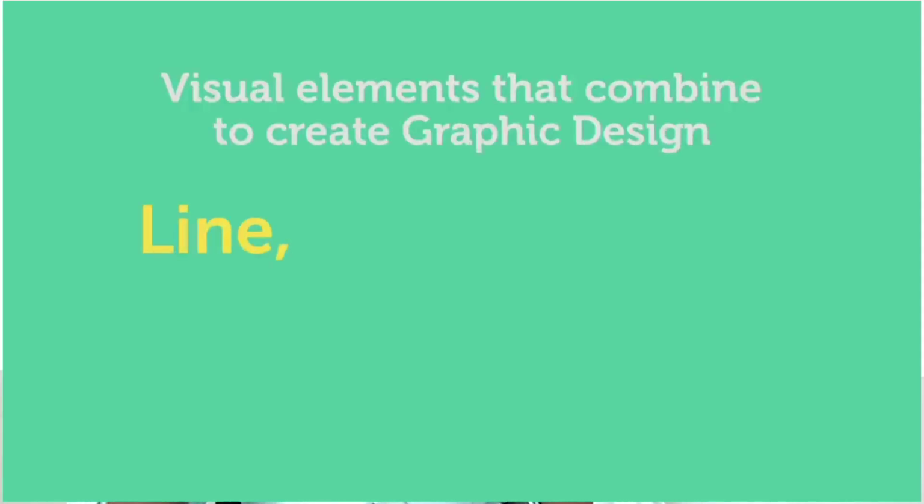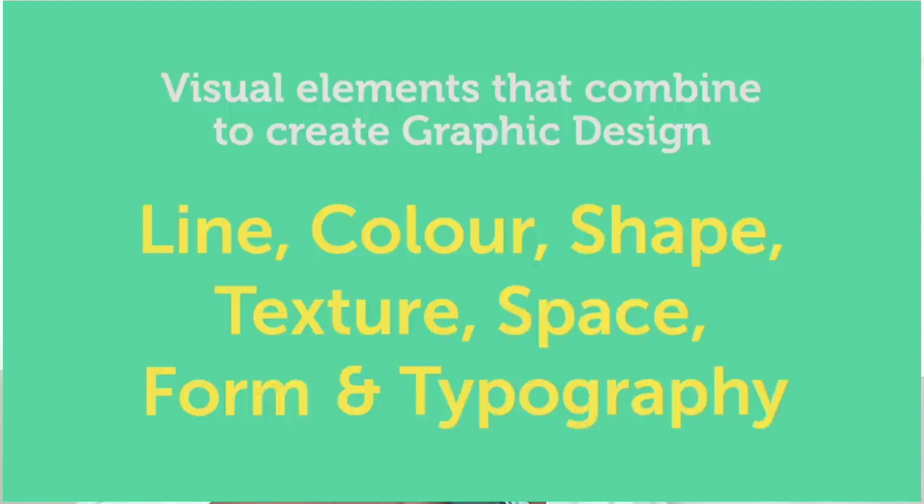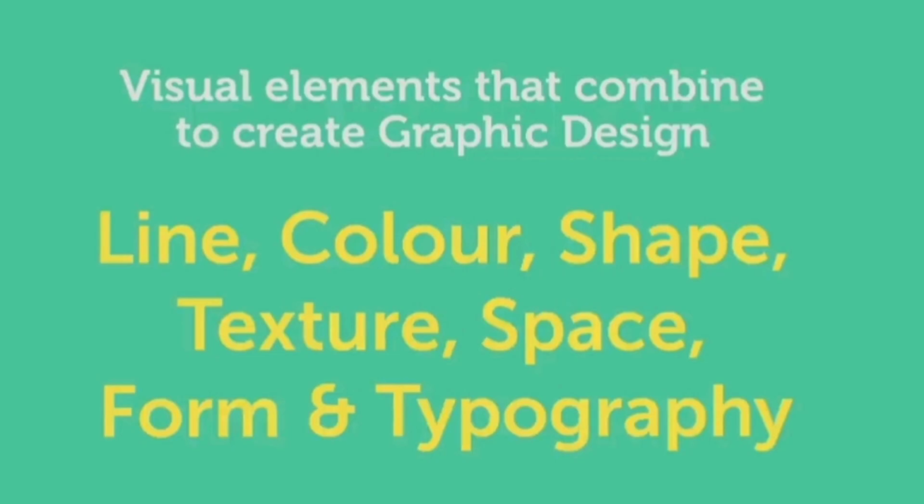Examples of these visual elements include line, color, shape, texture, space, form, and typography. Now, I have recorded a detailed video on each of these visual elements. Do well to check my channel to watch those videos. I'm going to be attaching the playlist link to those videos under the description below this video. So take your time to watch them one after the other in order to get the full details of what each element means and how to apply them to your graphic designs.